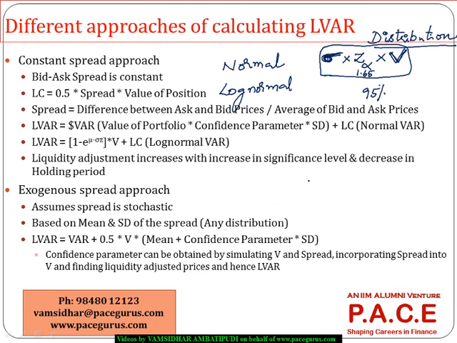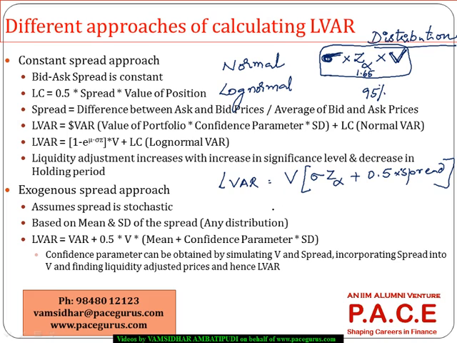And an interesting calculation here. Okay, this is the normal case. The other way I can look at the LVAR formula is V times sigma into Z alpha, plus the liquidity cost, which requires 0.5 times the spread. This is how we can write the liquidity adjusted VAR here.